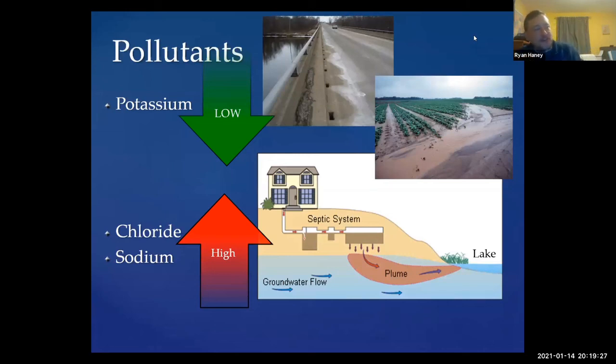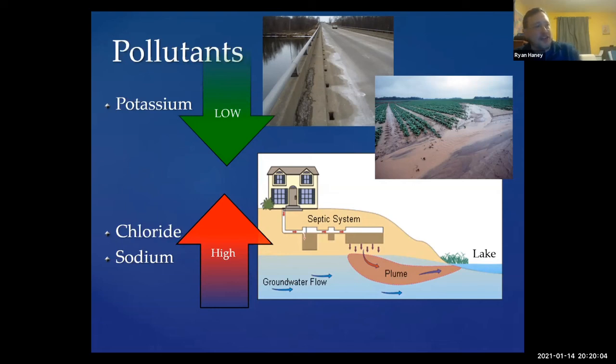Pollutants, we measure things like potassium, chloride, sodium in the lake water. In and of themselves, in moderate concentrations, none of these things are really detrimental to the lake. But none of these compounds here are generated in the lake naturally. So they're tracers for us. And so if we see elevated levels of any of these, that's an indication that the lake is being impacted by contaminants of various sources. And so potassium was low, but chloride and sodium were elevated in Wescott.